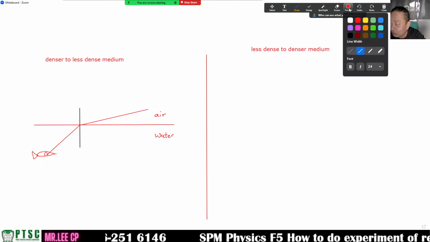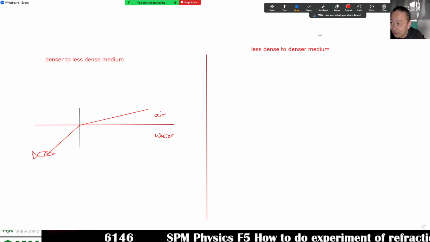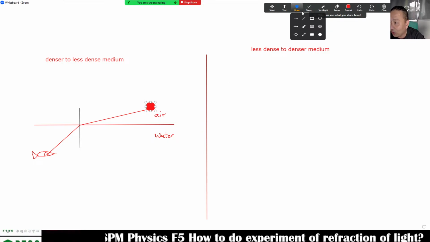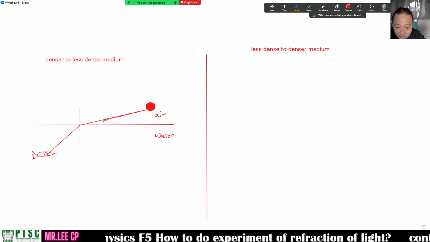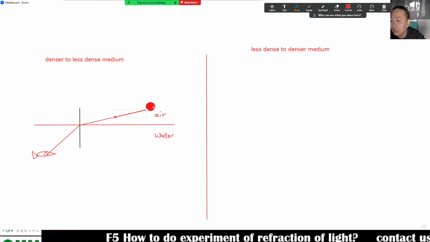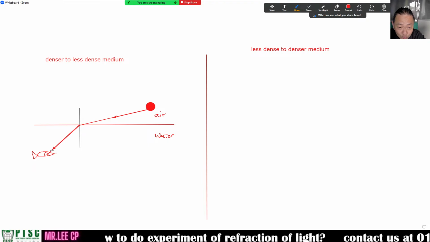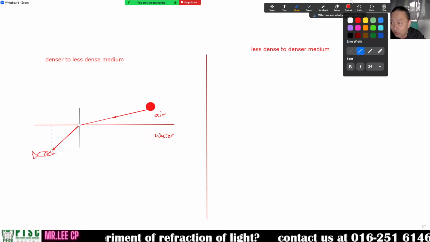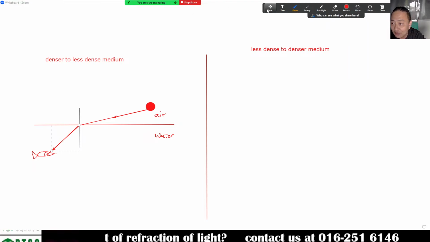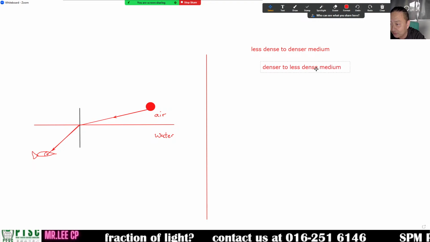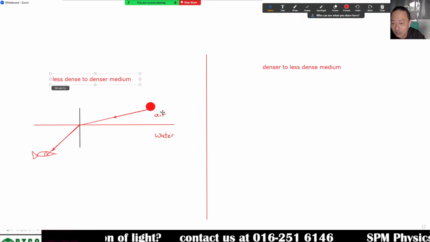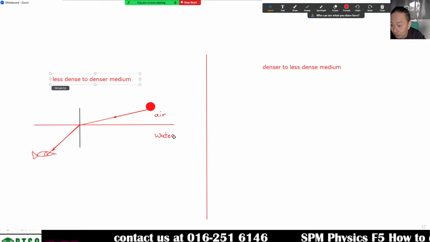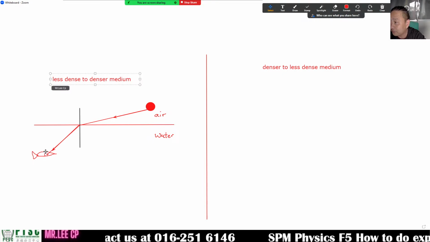The fish wants to find the food, so let's say this is the food. So the light actually travels from here. You can see the arrow from the object to the eye. So this one is from less dense to denser, I shift the position. The light travels from A to the eye, water denser, less dense to denser.